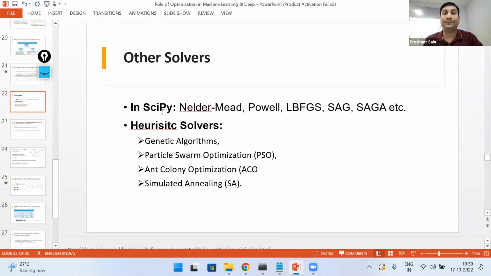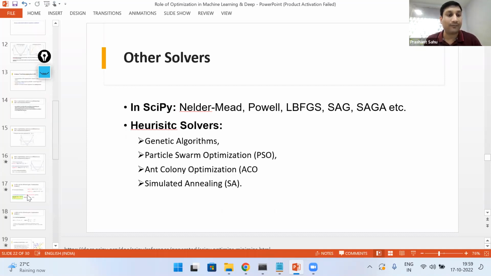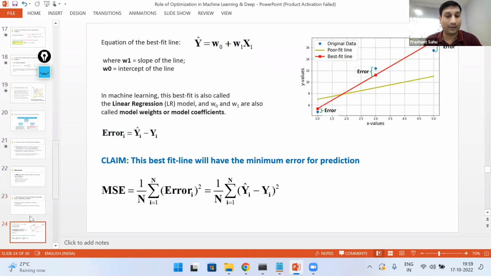Okay, coming back. You have some heuristic solvers and meta-heuristic solvers again, like genetic algorithms, which are based on evolutionary algorithms, particle swarm optimization, ant colony, simulated annealing. Maybe we can have a separate session on these heuristic solvers, which are very, very interesting, and they really solve a lot of industry problems. In SciPy, we have Nelder-Mead, Powell, L-BFGS, which is the limited memory Broyden-Fletcher-Goldfarb-Shanno algorithm. SAG is stochastic average gradient descent and all that. So I'll do a quick demo and then we are good to go.